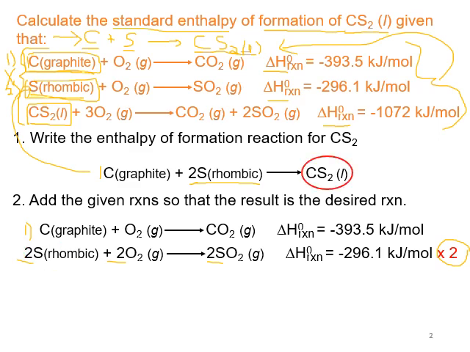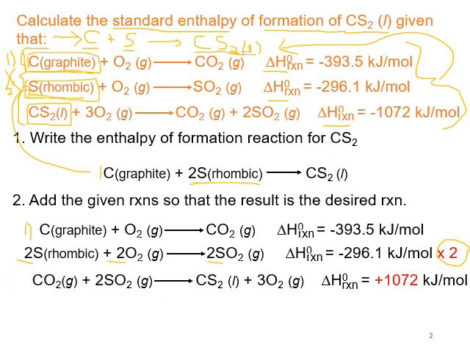Now let's look at carbon disulfide. Carbon disulfide is a product, as circled in red, but in our given reactions it's a reactant. So that means we have to flip it. We flipped that puzzle piece and now our carbon disulfide is on the right, which is where we needed it to be. But we had to change the sign of the enthalpy of that reaction. So now it's in the right place.